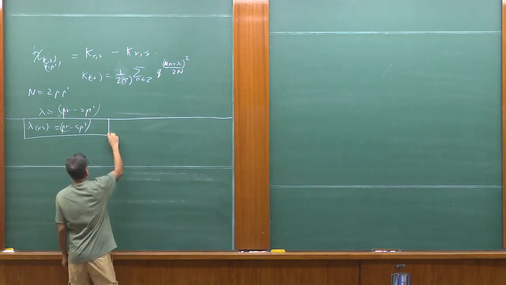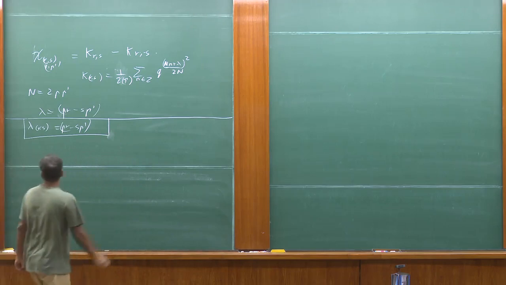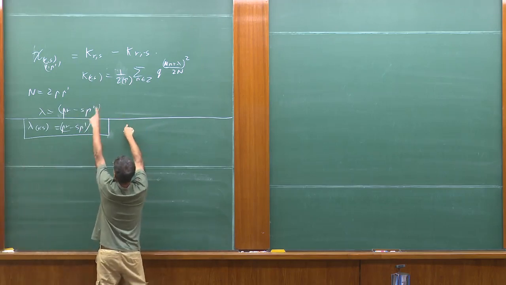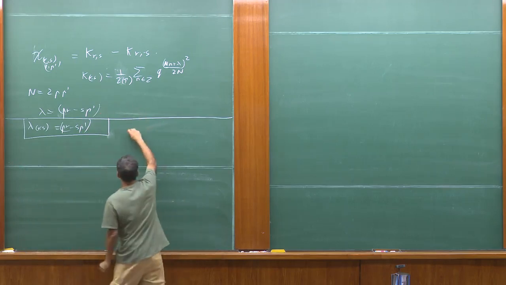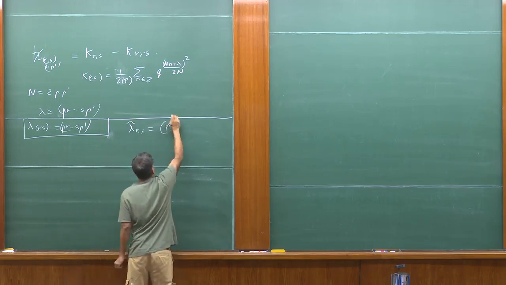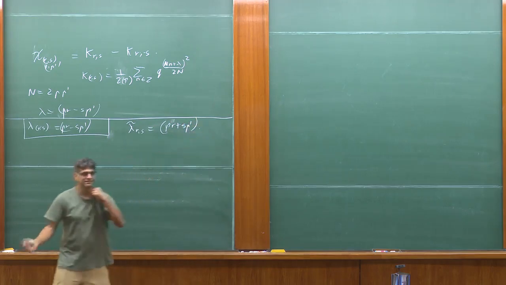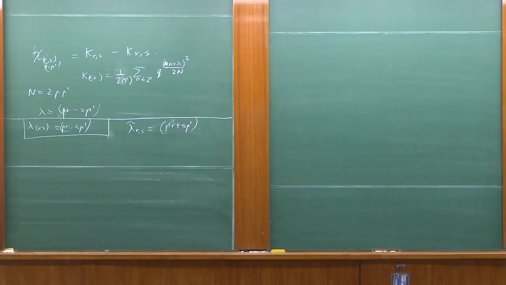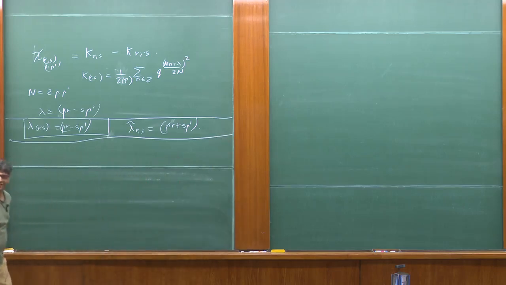It's not very important, but anyway, let me follow this. The yellow book does the following manipulation. Apart from K of rs, we have K of r minus s. So we get this other quantity, lambda tilde, if you want, of rs, which is equal to p r plus s p prime. It's not particularly illuminating, but let me just follow some of the algebra that the yellow book does.